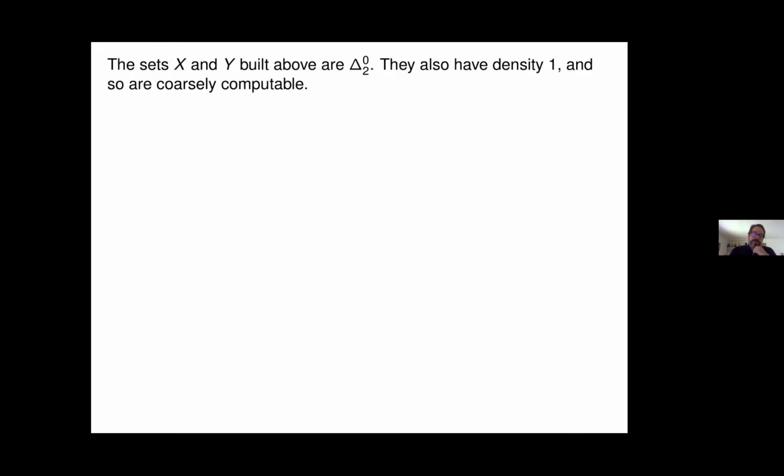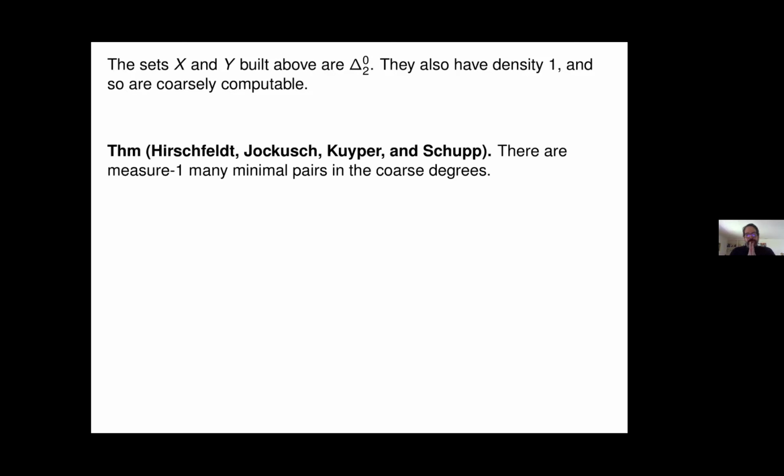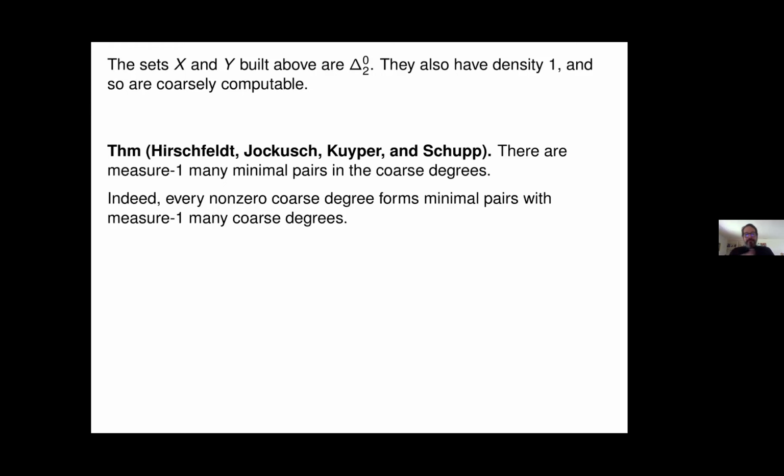Now for coarse reducibility and for dense reducibility, we have a very different situation for what we know. For those, things look a lot more like the Turing degrees. So going back to this paper with Jacques, Kuiper, and Schub, we showed not just that there are minimal pairs in the coarse degrees, we showed that there are measure 1 minimal pairs in the coarse degrees, just like in the Turing degrees. In fact, every non-zero coarse degree forms minimal pairs with measure 1 many coarse degrees, just like with Turing reducibility.